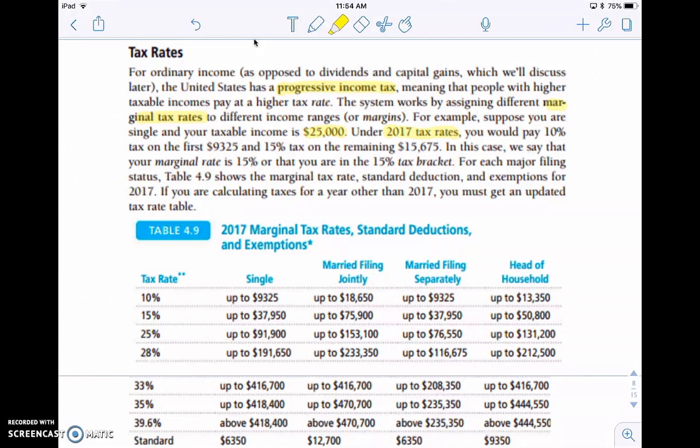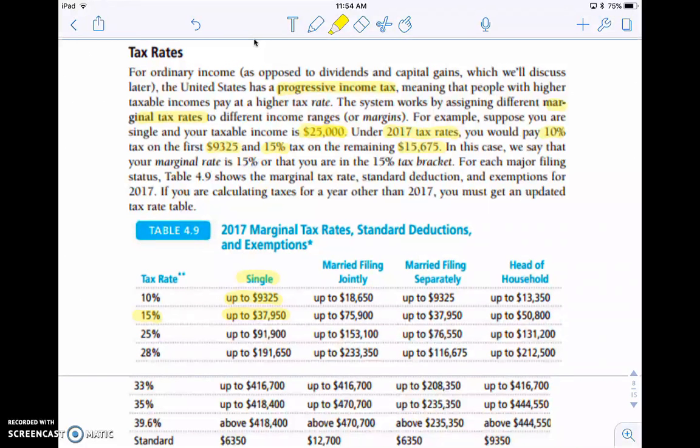Under the 2017 tax rates, again, this is all changing with the new tax laws, but we are looking at 2017. What would happen is, so you're single, you would pay 10% on your first $9,325. You would then pay 15% on the remaining balance, which is $15,675, because this balance goes all the way up to $37,950, but you only make $25,000. So you are going to fall in the 15% tax bracket because that's the highest you go.